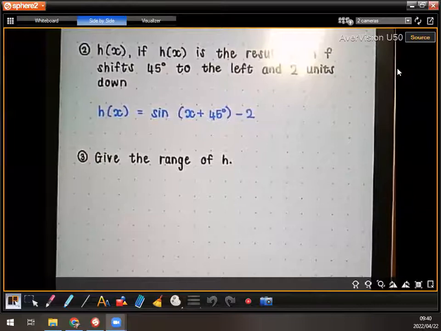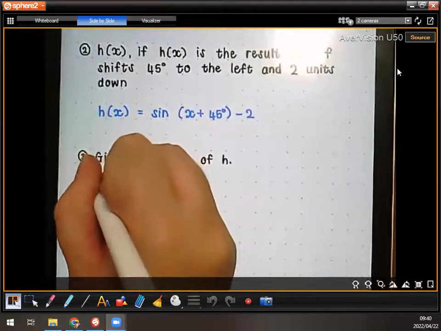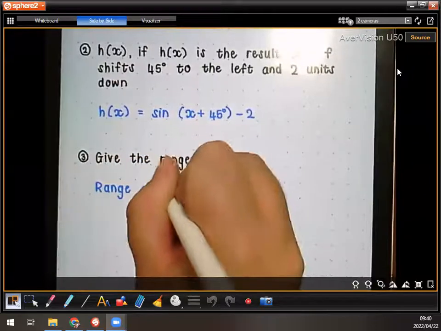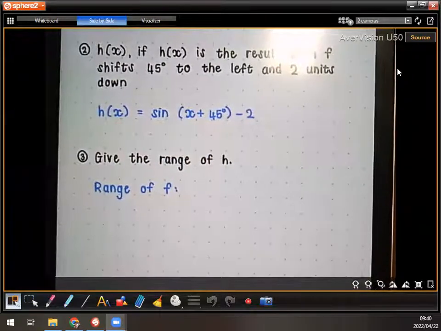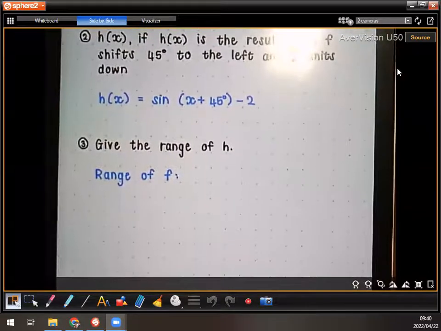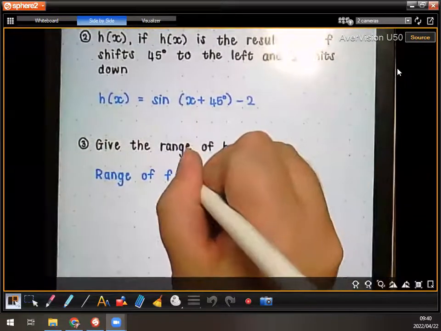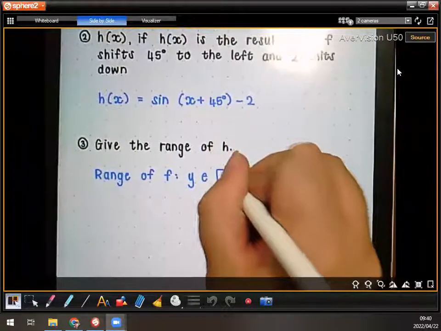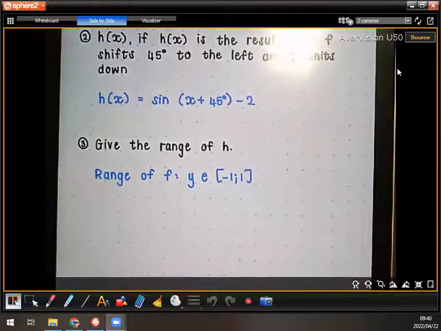What is the range of a normal sine graph? If it's just sine x, what is the lowest value of sine x? Negative 1. And the highest value is positive 1. So we can write that. The range of the basic sine graph, which, remember I said, it's good if you memorize how that sine graph looks, because then you'll be able to do these questions quite easily. So the range of y equals sine x is from negative 1 to 1.